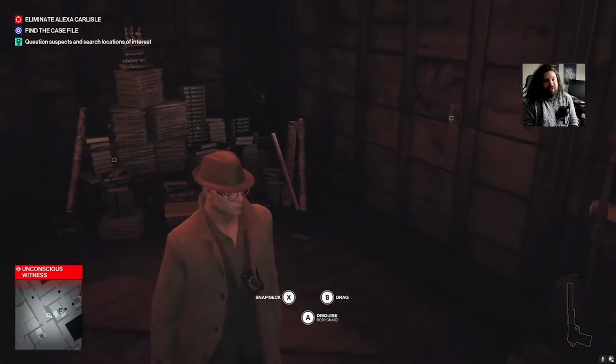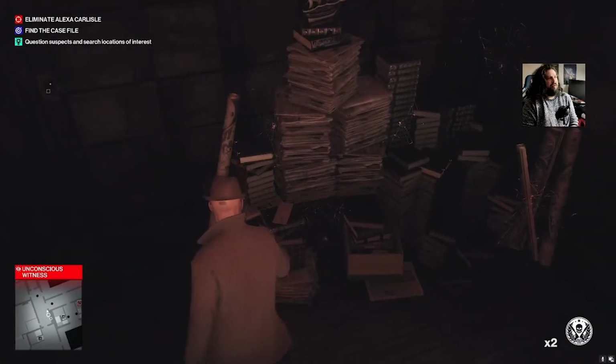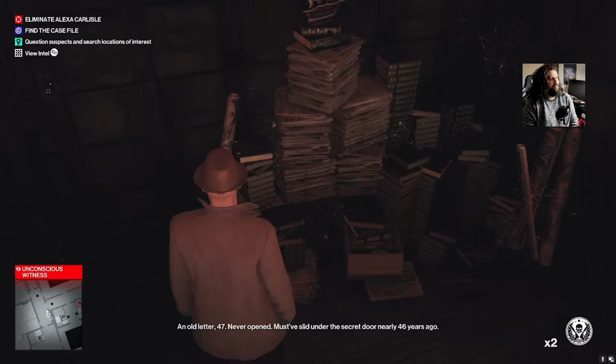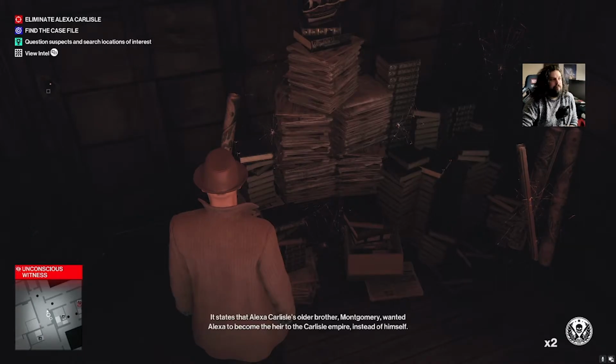All right, so this is the other secret room. And a letter. An old letter, 47. Never opened. Must have slid under the secret door nearly 46 years ago. It states that Alexa Carlyle's older brother, Montgomery, wanted Alexa to become the heir to the Carlyle Empire instead of himself.